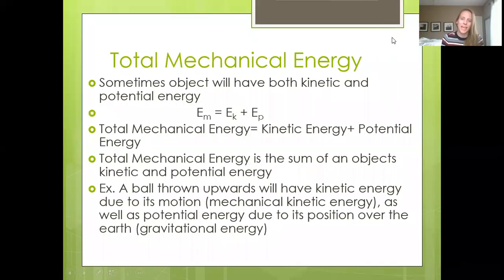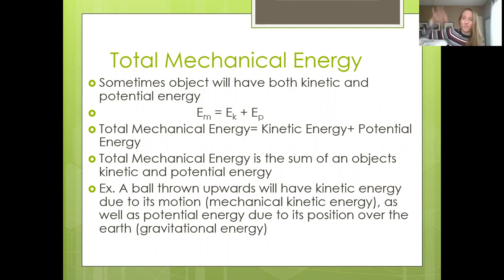Okay, so total mechanical energy we already briefly talked about. It is just the kinetic energy of an object plus its potential energy. So it is just the total sum of all of the different types of energy that an object has. For example, if you throw a ball upwards, it is going to have kinetic energy because it is moving upwards, and it will have potential energy because it is not at ground level.